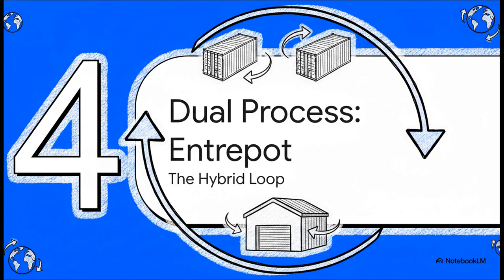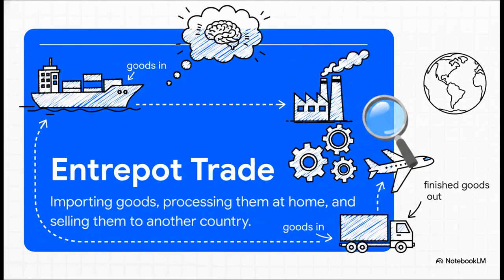Section 4, the dual process, known as entrepot. Entrepot is just a fascinating hybrid loop. By definition, entrepot trade is when you purchase raw materials from one country, bring them home to run processing operations, and then re-export those finished goods to a completely different third country. Yeah, and the absolutely crucial thing to take away here is that this isn't just moving boxes from point A to point B to point C. The real magic is in that processing phase in the middle. The home country is actively adding value before sending it back out.